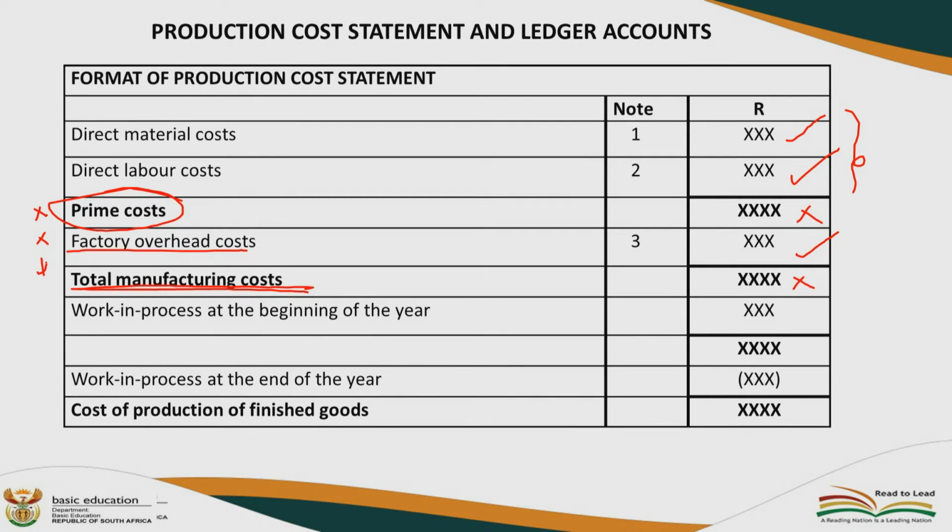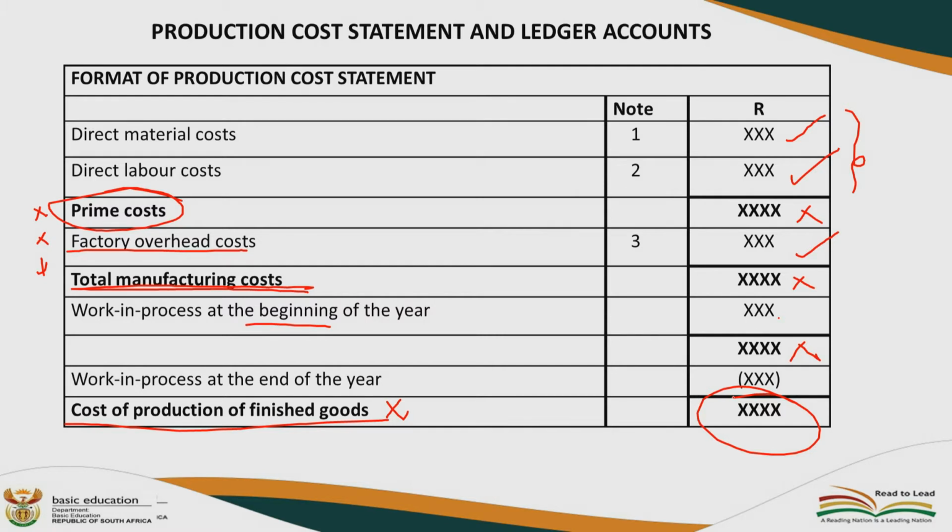Now, when you have the total manufacturing cost, you now come to your work in process at the beginning, and then you add it as well. So when you've added it, you now have a new amount here. All right? Then you now say work in process at the end. You subtract it. Remember this, very important, boys and girls. Your work in process at the end must always be subtracted. Then at the end of the day, you get yourself what is known as the cost of production of finished goods, which is at the bottom.